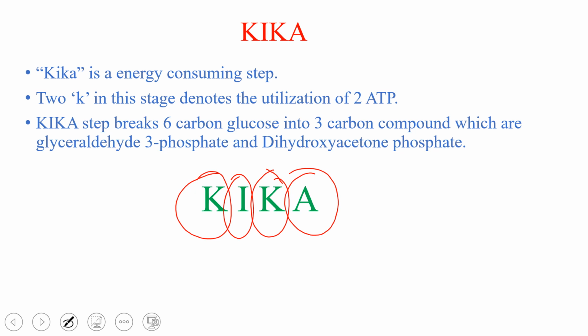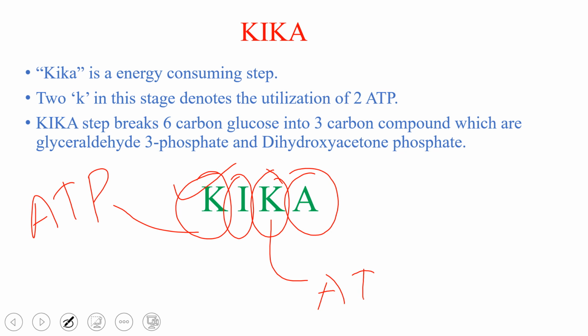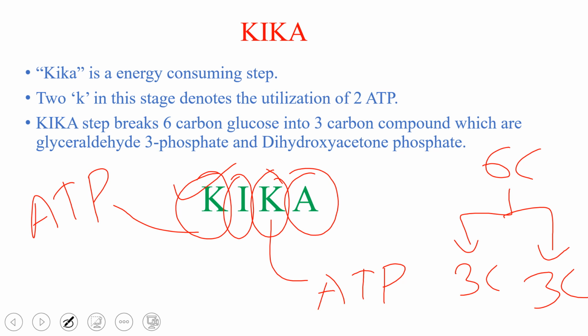In these two kinase enzymes, this K represents the consumption of 1 ATP, and this K also represents the consumption of 1 ATP. So in this step 2 ATP will be utilized. Similarly, the next feature you have to remember about the Kike is that in these steps the 6 carbon compound is converted into the 3 carbon compound. So these steps will do that.